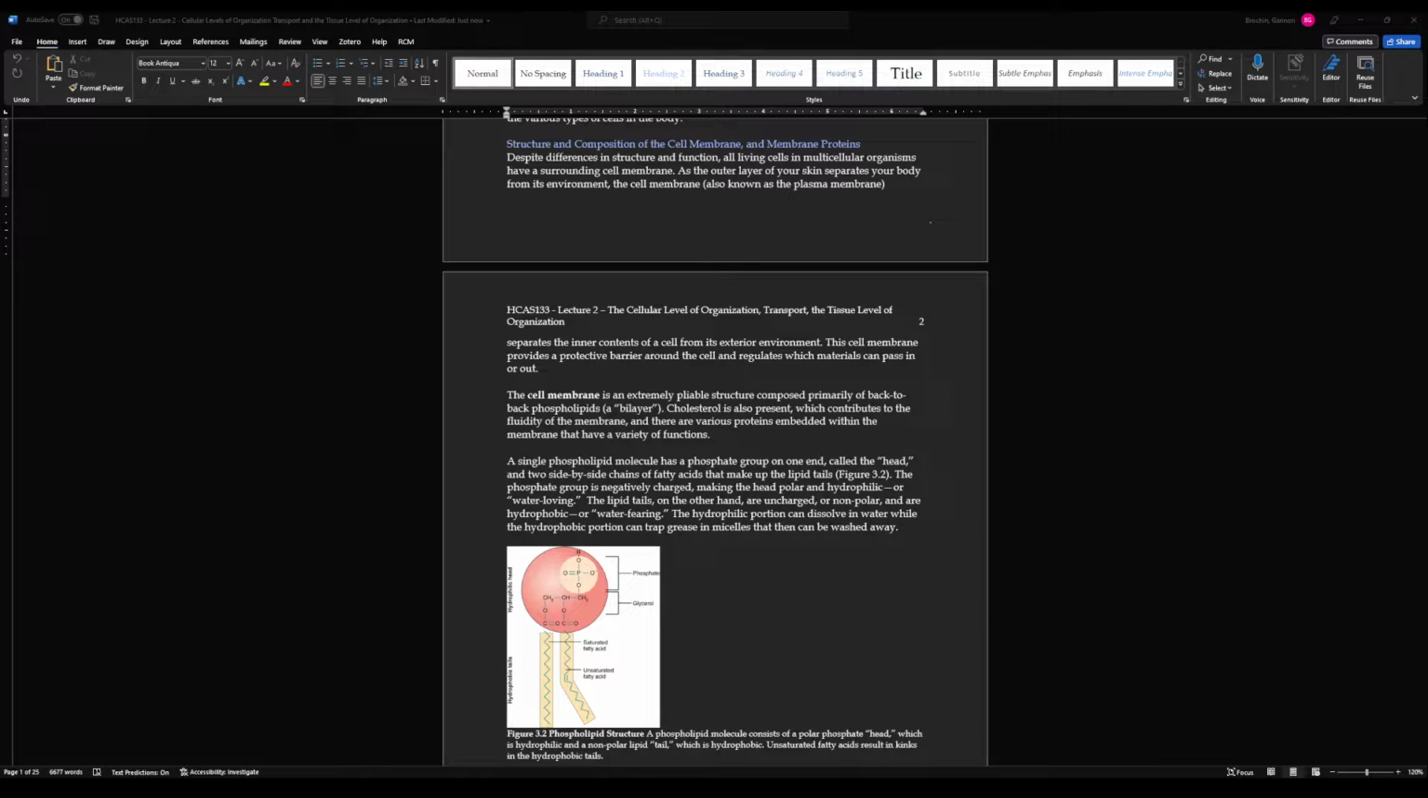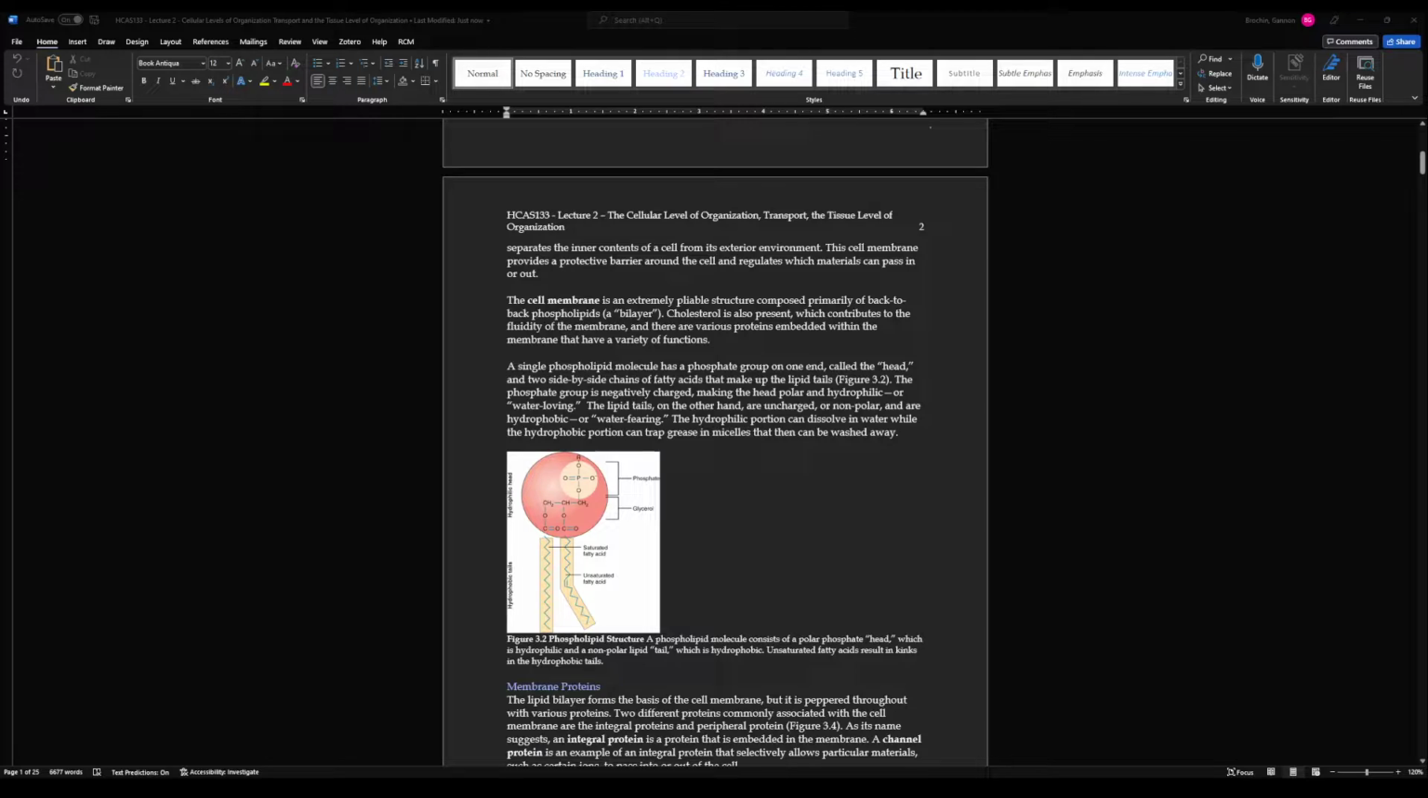All right, so now we're going to begin our discussion on cellular levels of organization, tissue level of organization, as well as cellular transport. So, really, one of the first things we are going to talk about is the cell membrane. The cell membrane is a phospholipid bilayer, meaning it is two layers of a phospholipid containing substance. You'll see on the screen right now an illustrated diagram of what this means.